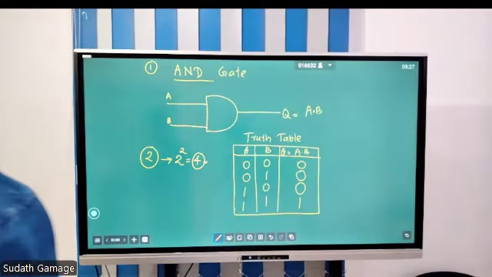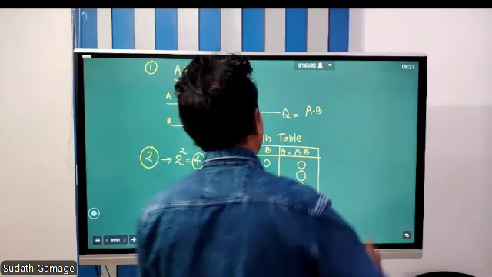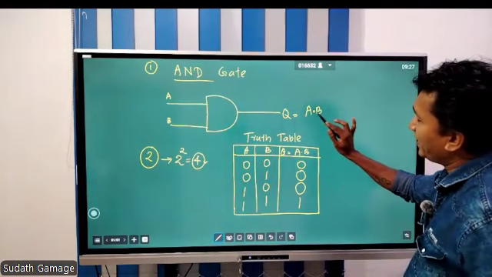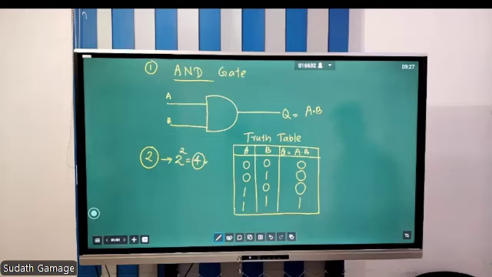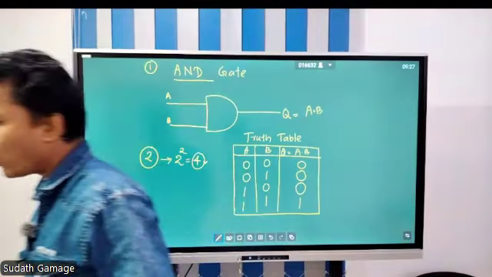අපි ලියා ගමු. Remember, this symbol is A, output is A dot B. Remember that, A dot B.